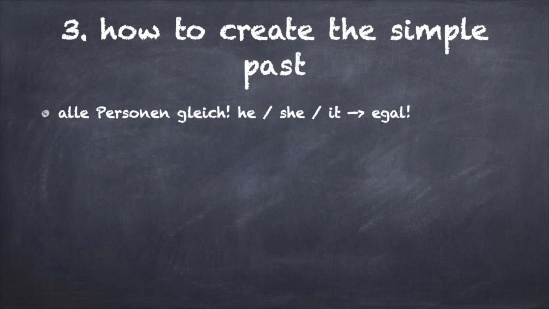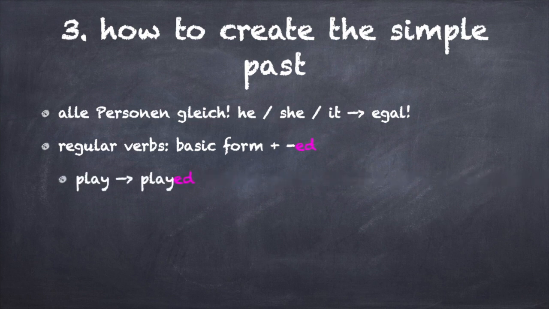Alle Personen sind gleich. You don't have to memorize anything special. He, she, it. Es ist egal. The regular verbs are very simple. You just use the basic form and you add ed. So, for example, the word to play turns into played. Careful, you don't say the E, you just say played. Play, played. But then, bad news, there are some irregular verbs. You already know those. And with those, you just have to study, study and study.